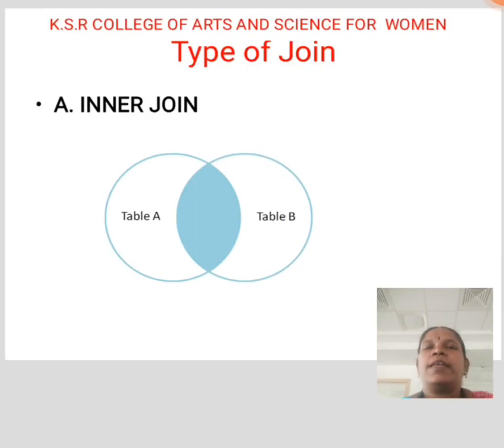Types of joins. Inner join. The inner join keyword selects all rows from both tables as long as the condition is satisfied. This keyword will create the result set by combining all rows from both tables where the condition is satisfied, that is, the value of the common field will be the same.